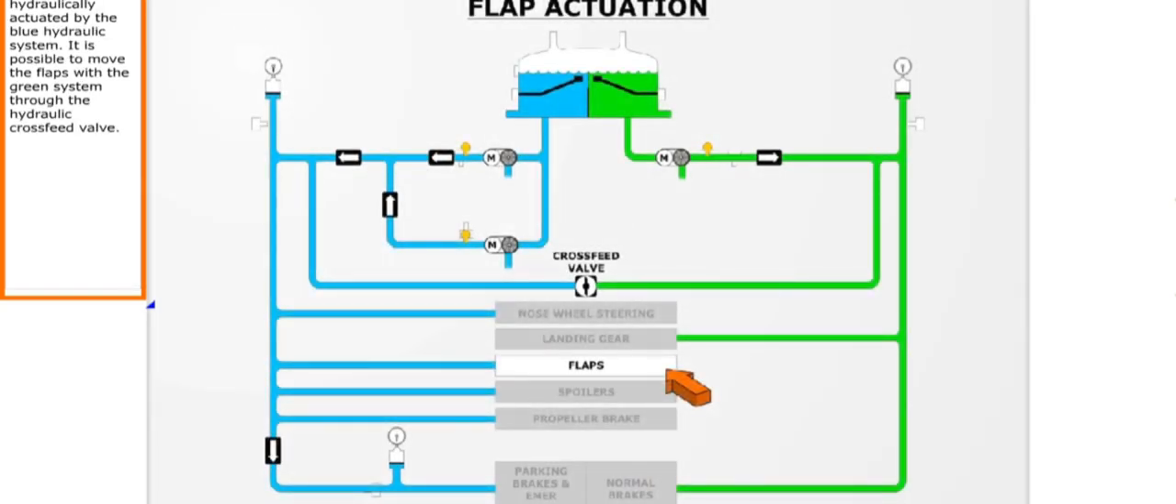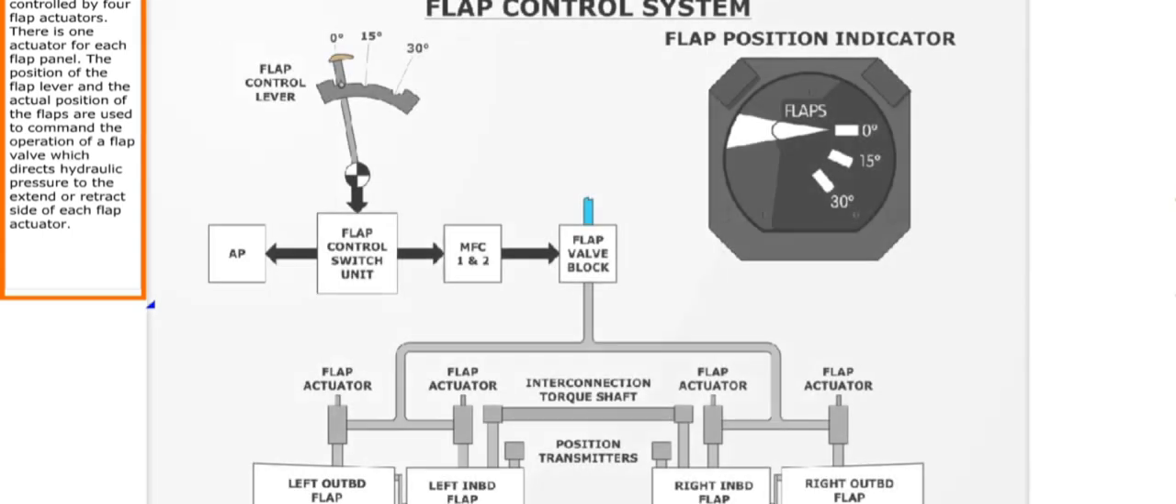The flaps are hydraulically actuated by the blue hydraulic system. It is possible to move the flaps with the green system through the hydraulic crossfeed valves. Flap movement is controlled by 4 flap actuators. There is 1 actuator for each flap panel.